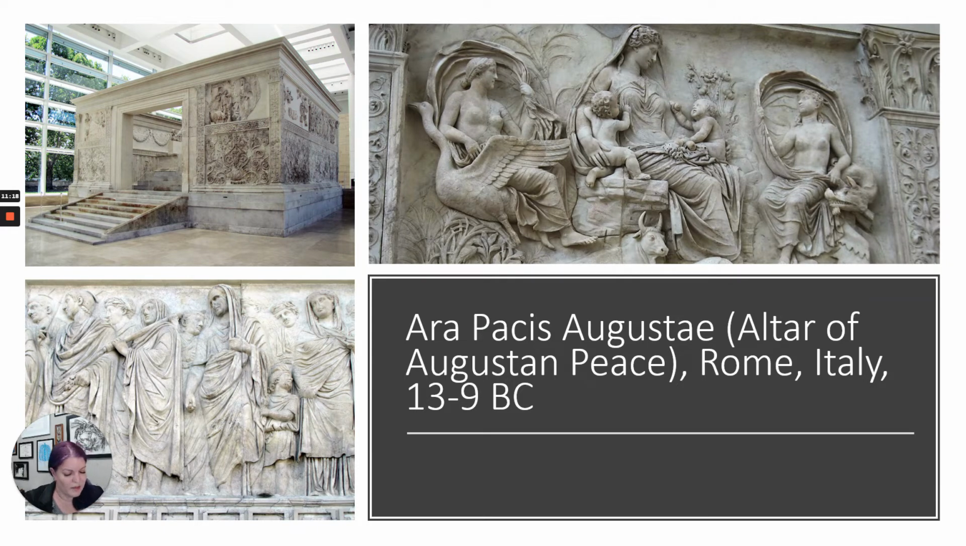So Octavian Augustus writes a book. It's called Res Gestae Divi Augusti, which means the achievements of the deified Augustus. So very humble title for your memoir, right? The achievements of me, the god, basically is what it's titled.